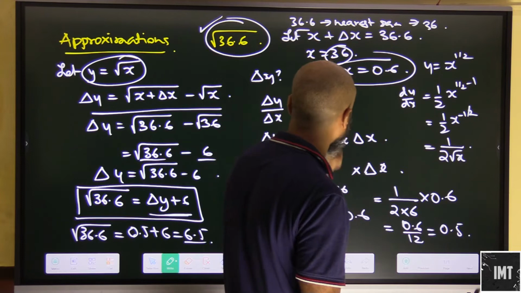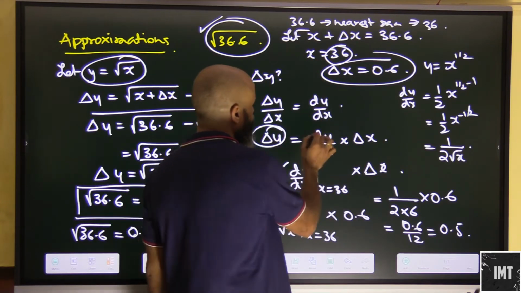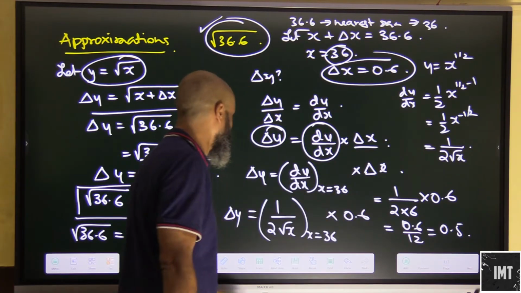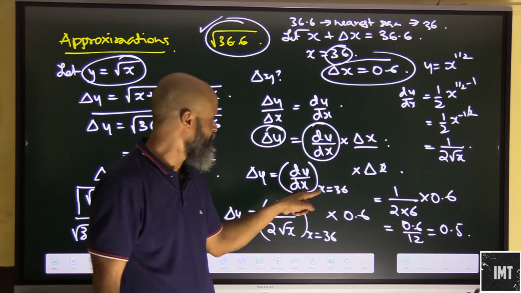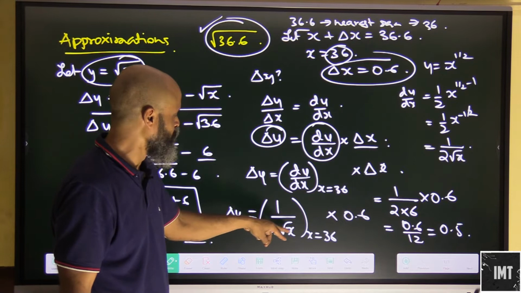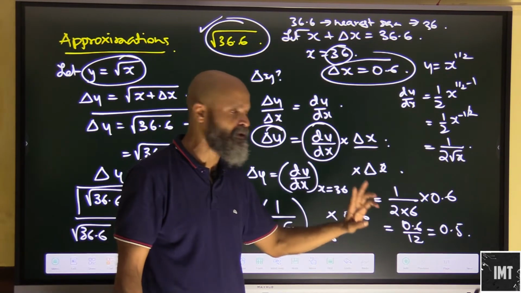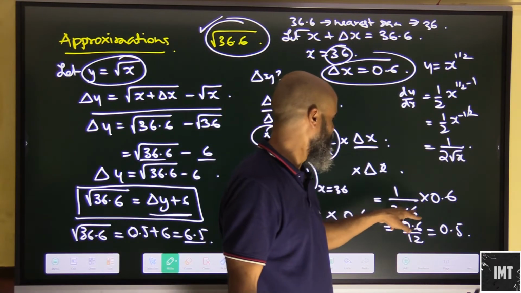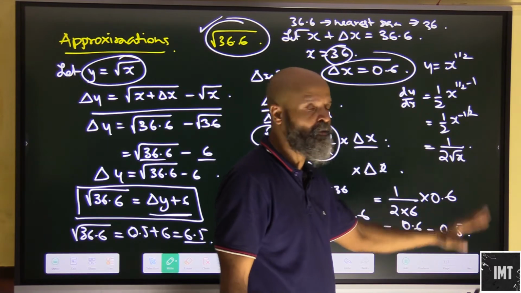Delta y by delta x is equal to dy by dx, so delta y has a value of dy by dx into delta x. So delta y will be dy by dx at x is equal to 36, into delta x. Delta y is equal to 1 by 2 root x, that is x is equal to 36, into 0.6. So that will be 1 by 2 into 6 into 0.6, that is 0.05.